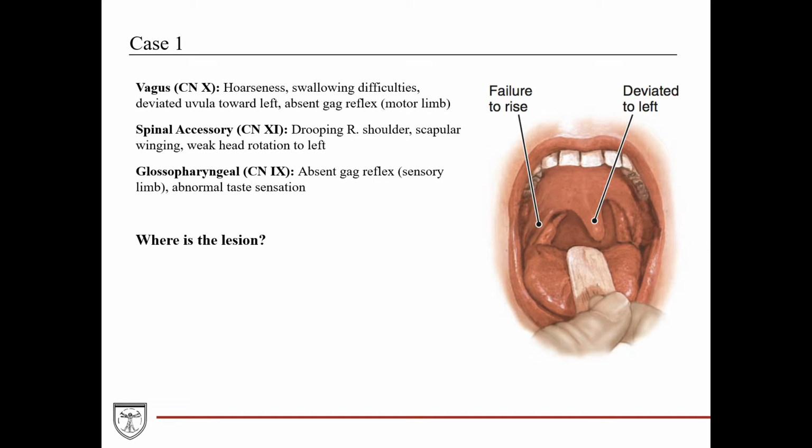So we want to think about where's the lesion. We've got these 3 nerves impacted here. We've got the vagus, the glossopharyngeal, spinal accessory. So anyone want to take a guess where the lesion is? I'll give you a hint. It's in the skull base. No takers? All right.